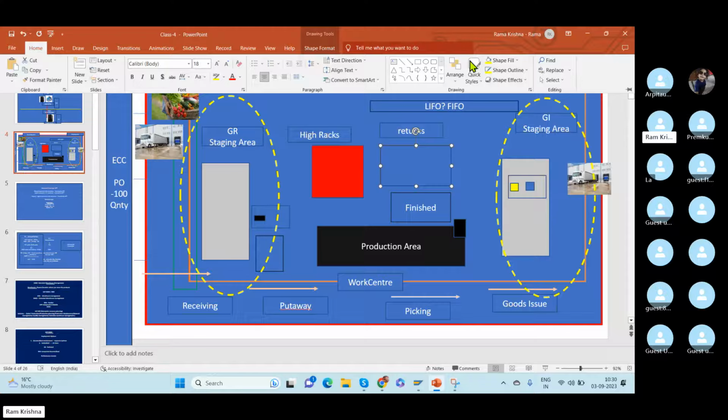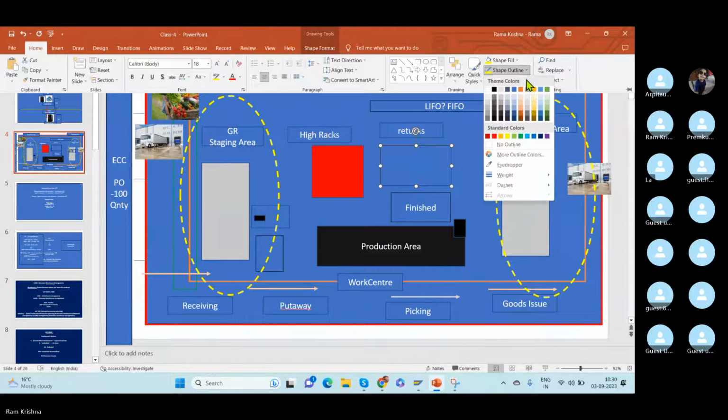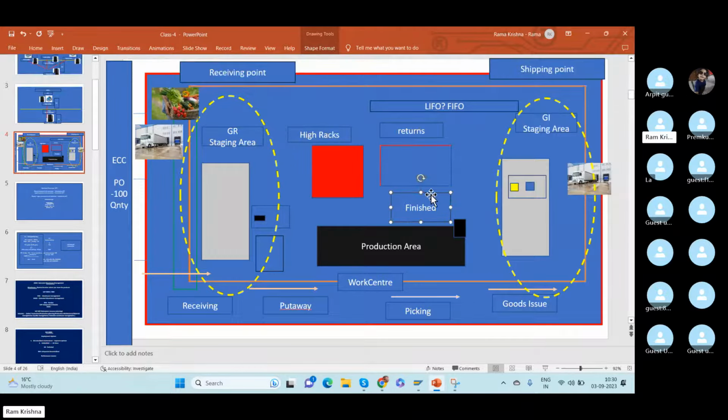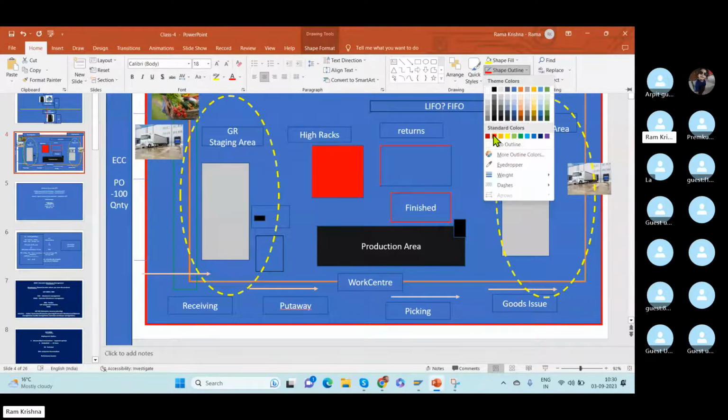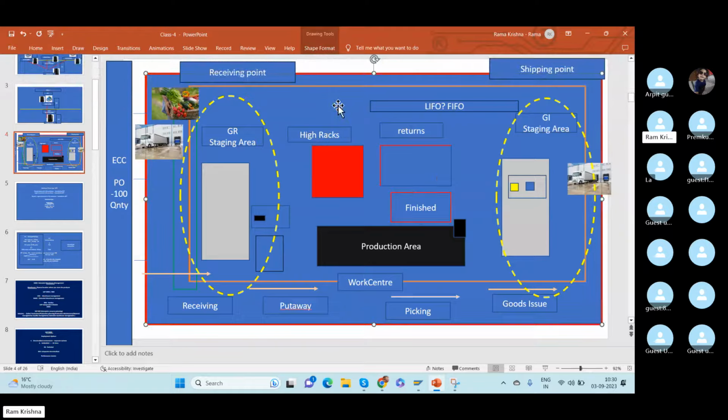Now tell me, guys, I am receiving three different kinds of inbounds now. You know that. Tell me one by one, guys. First, vendor. I am receiving the stock from the vendor. If I am receiving the stock from the vendor, where should the stock go?